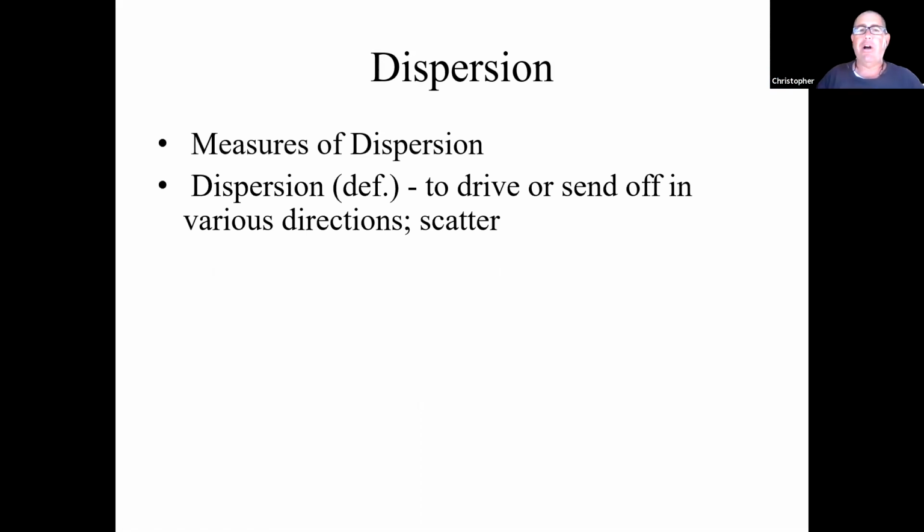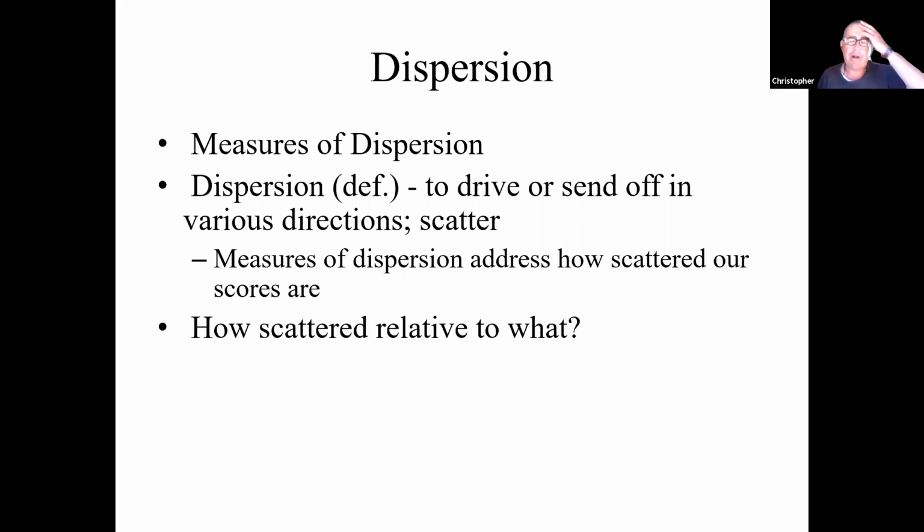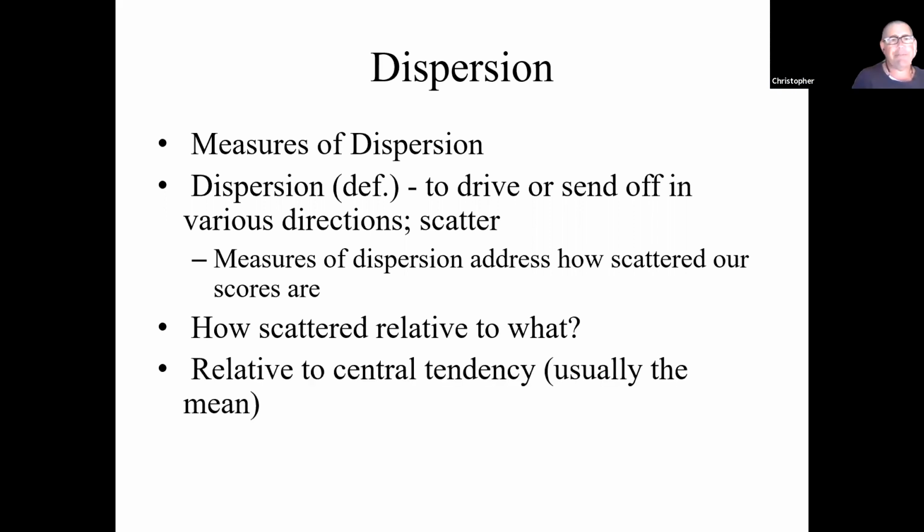Dispersion means to drive off or send in various directions or scatter. I think scatter is probably the better definition here, matching up to what we see statistically. Measures of dispersion really just get at how scattered our scores are. And when we say how scattered they are, we want to have a comparison point. How scattered are they relative to what? We're going to be asking how scattered are the scores relative to the measure of central tendency. And generally, it's going to be relative to what the mean is.